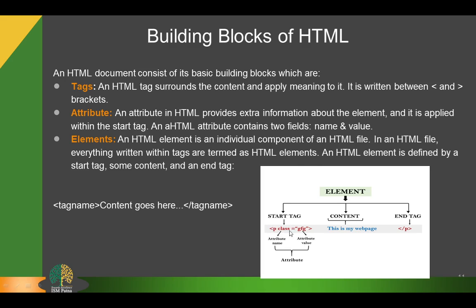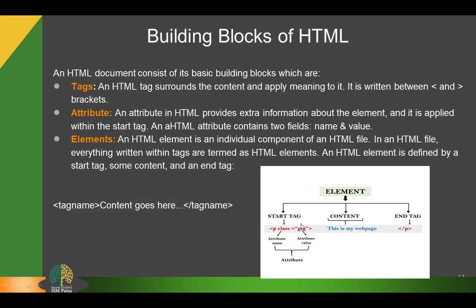Attribute. An attribute in HTML provides extra information about the element and it is applied with the start tag. An HTML attribute contains a field name and value. In this example, you will be able to see there is a tag P having the attribute class, and this attribute has the value GFG. So here class is an attribute with the value GFG. That is the attribute name and attribute value.